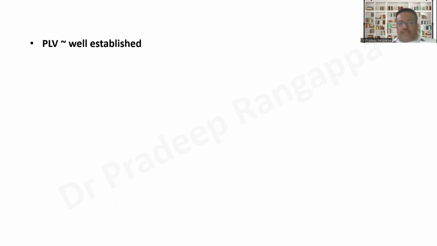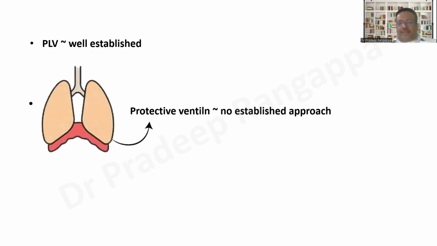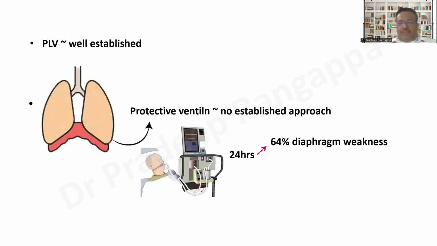So now coming to the topic, protective lung ventilation is a well-established fact. So we understand that low tidal volume, maintaining plateau pressure less than 28. So all these are well established. But protective ventilation to safeguard the integrity of the diaphragm is not well established. So there's no established approach. And it is shown in someone who is mechanically ventilated even for 24 hours, who is on controlled mechanical ventilation, 64% of the patients do demonstrate that there is a diaphragmatic weakness that would have set in already.